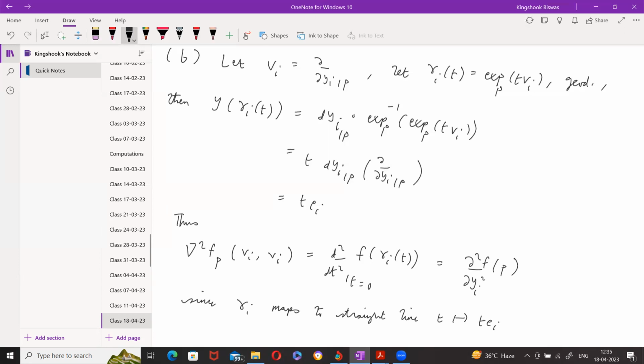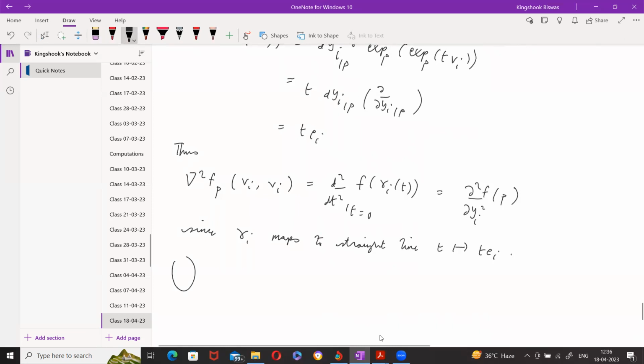I'm just differentiating f twice along this straight line in Rn. If I look at f composed with y inverse, then I'm just differentiating along a straight line. That's the second partial with respect to yi, and that's it. The Vi's are an orthonormal basis, the Laplacian is the sum over i, and so you get the formula that you want. I'm not writing more. So that gives 7.